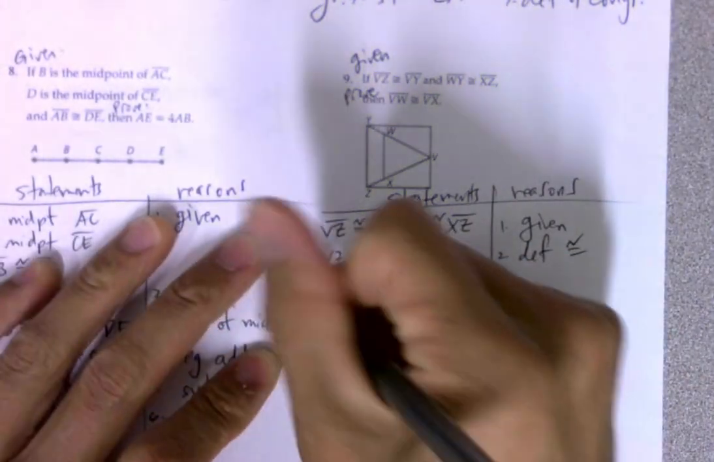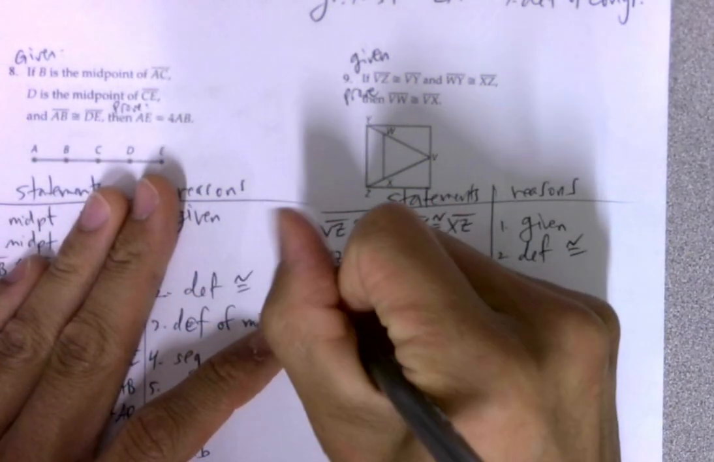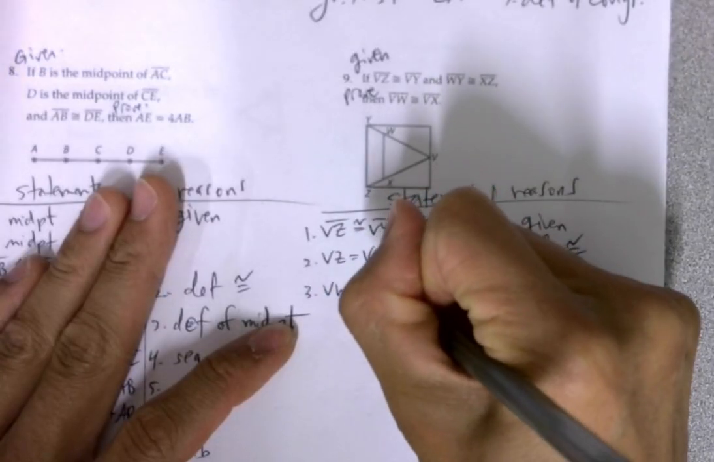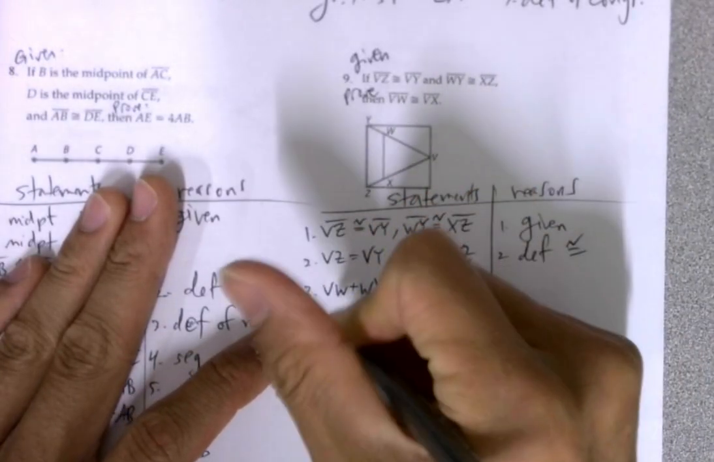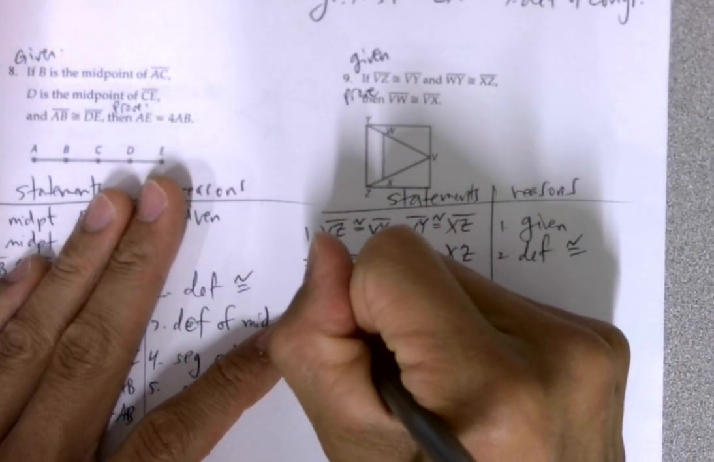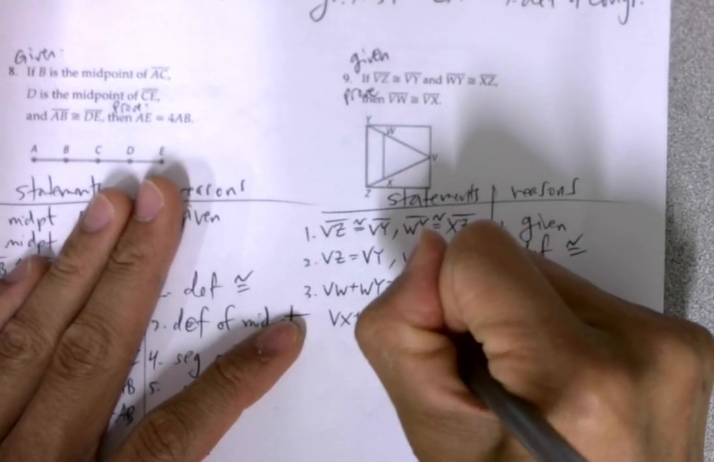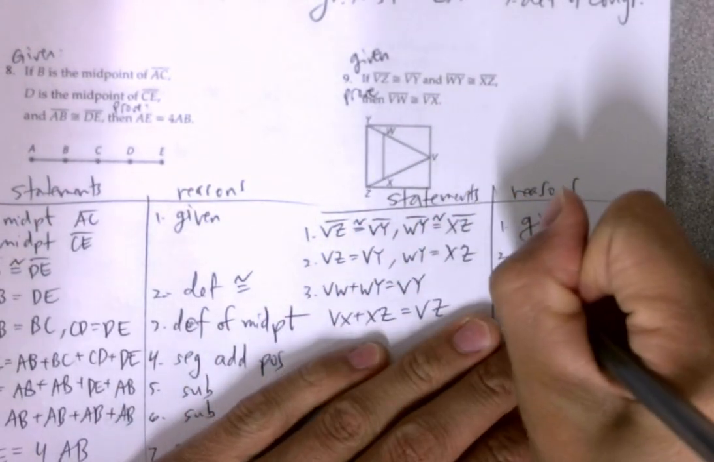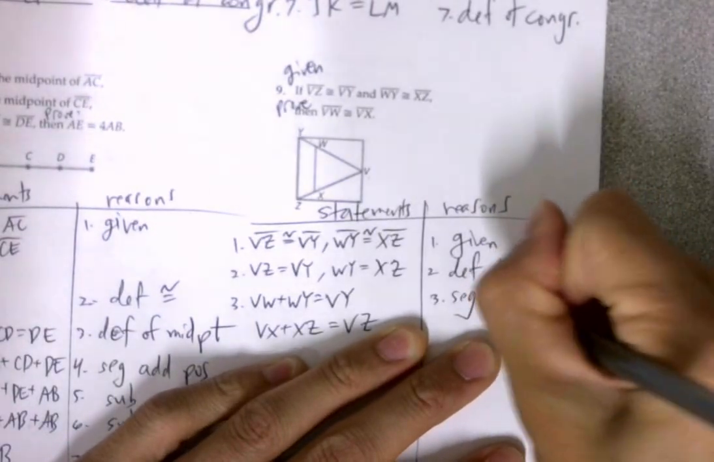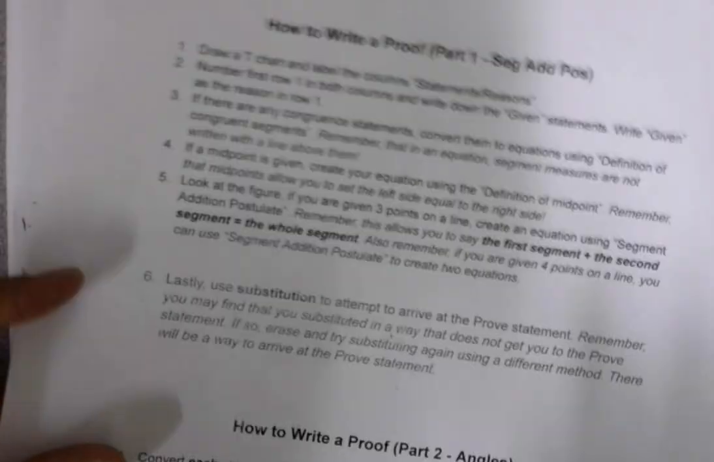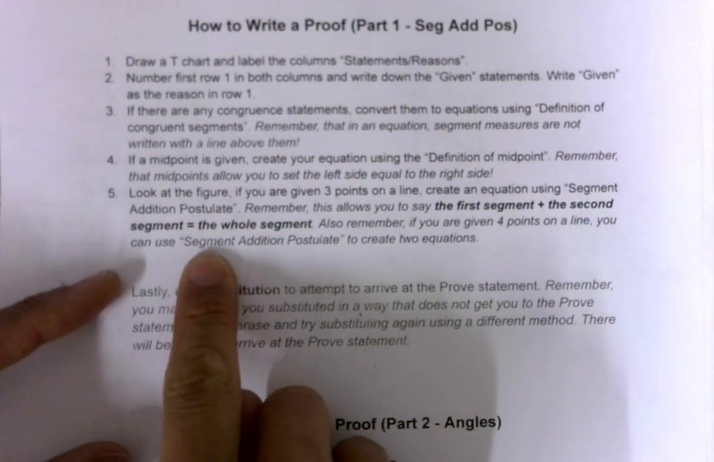Okay, let's do that. So number 3 is going to be, what's it? VW plus WY is equal to VY. And then our second equation is going to be VX plus XZ is equal to VZ. And the reason is seg-add-pos. Okay, so we have completed all of these steps.